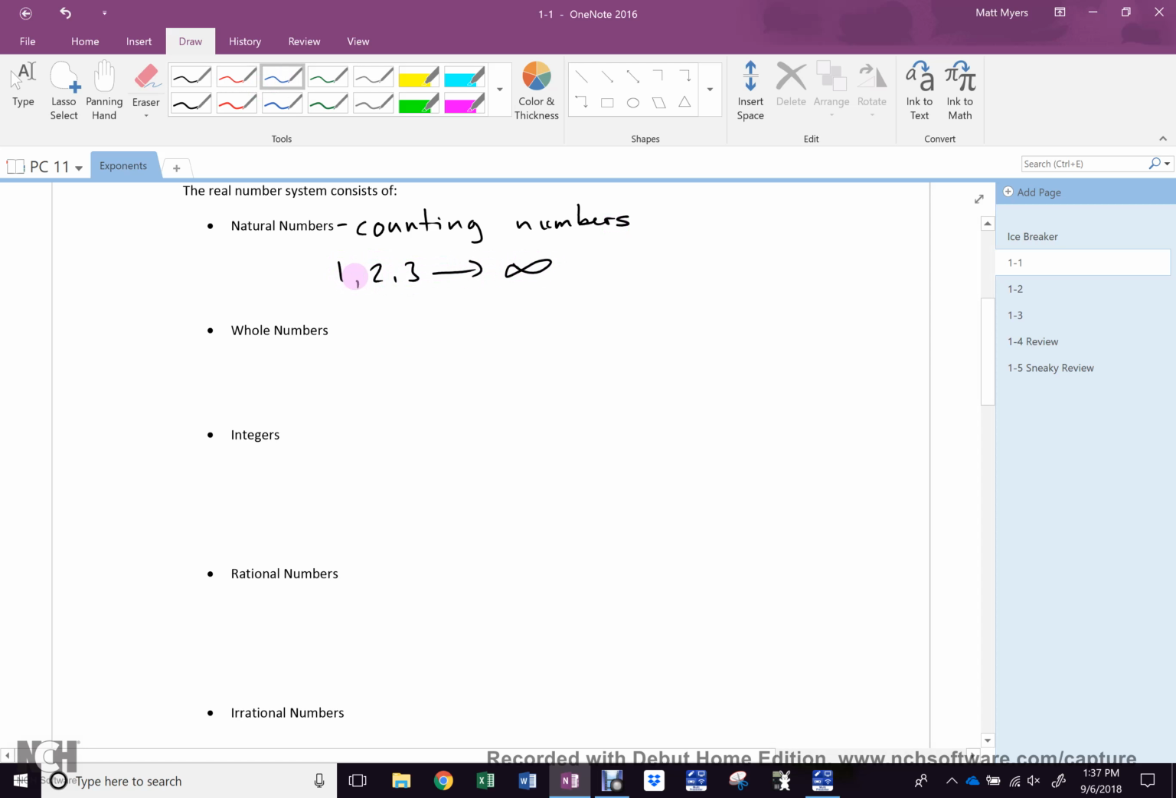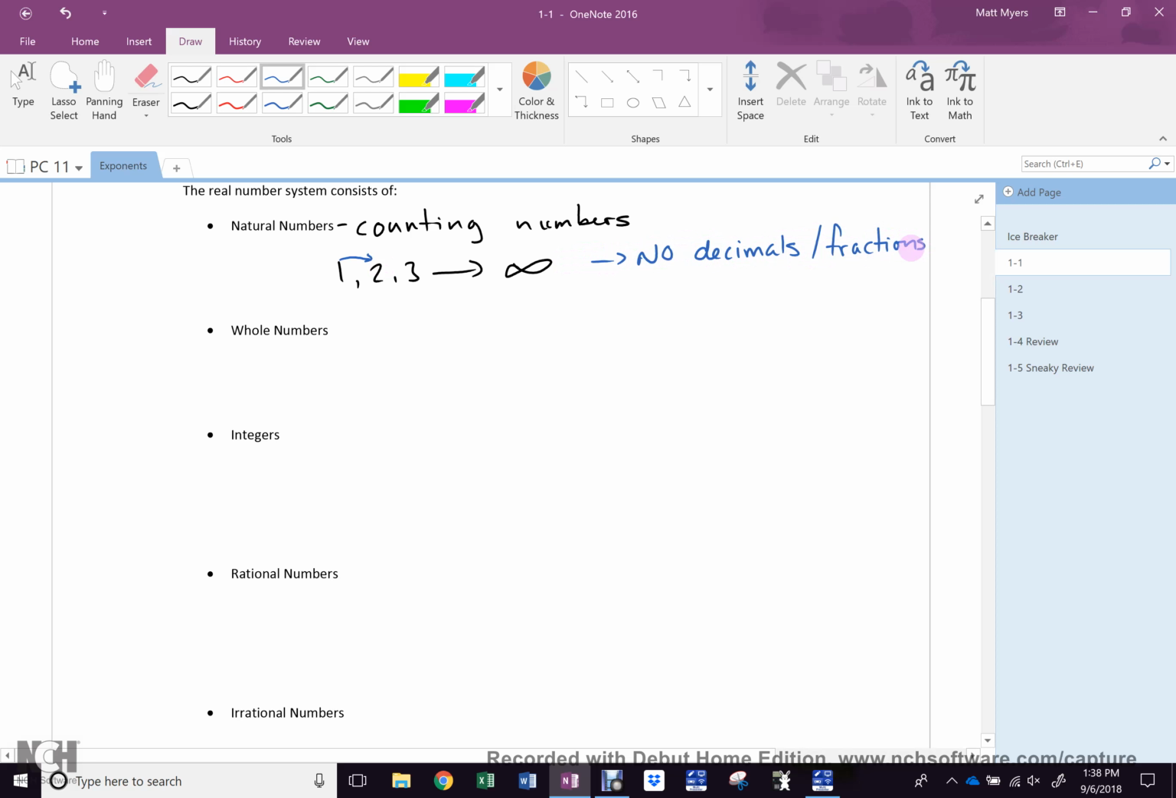Please notice 1, 2, 3. There's a problem with this, because how many numbers really exist between number 1 and number 2? Infinity, right? There is an infinite amount of numbers between 1 and 2. But when we count, we go 1, 2, right? So this has no decimals or fractions. That is what you need to remember.